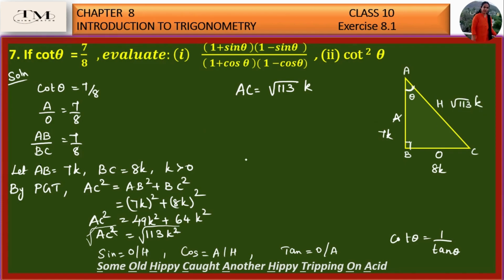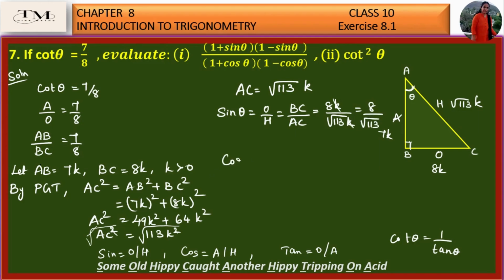Okay, children. Now we have to find out the value of sine theta and cos theta. So what is sine theta? Opposite by hypotenuse. Which is the opposite side? BC. Hypotenuse side is AC. BC value is 8K. AC value is root 113K. So K gets cancelled. So sine theta will be 8 divided by root 113.